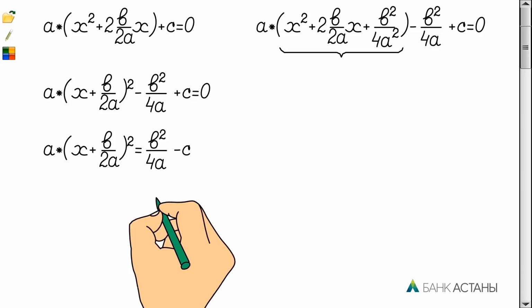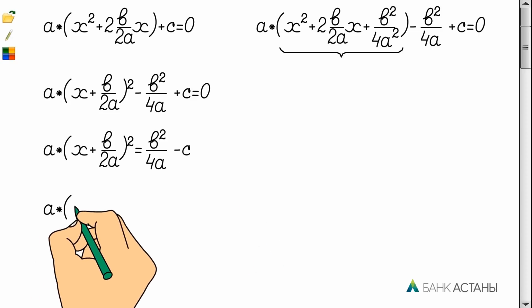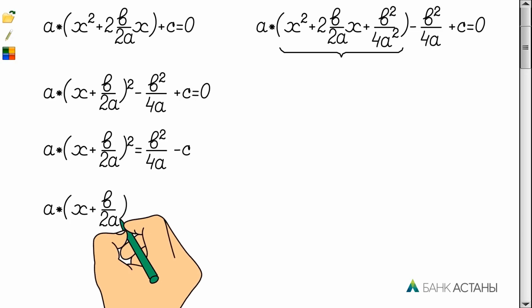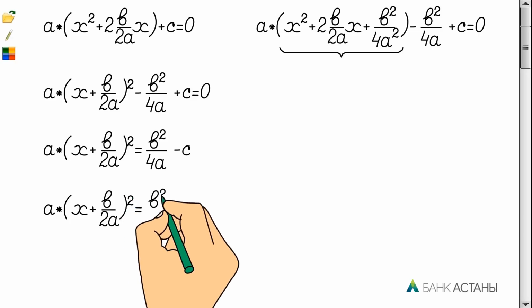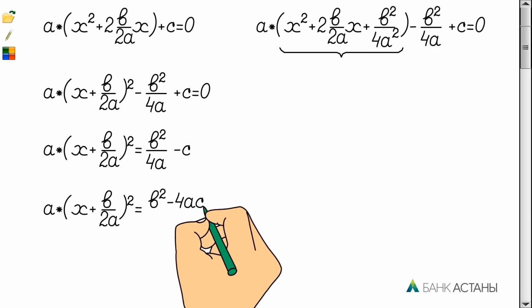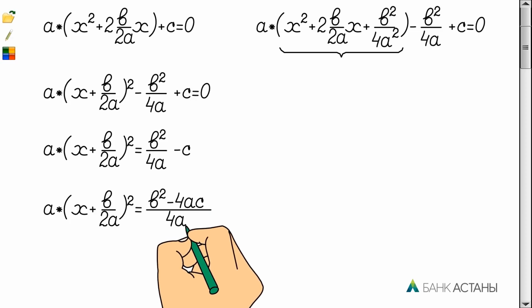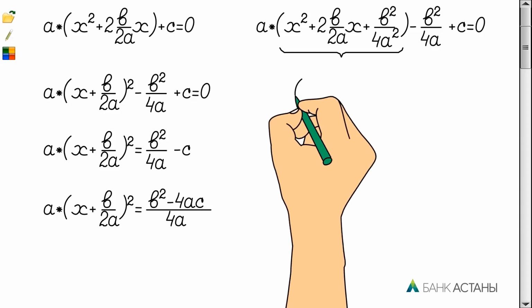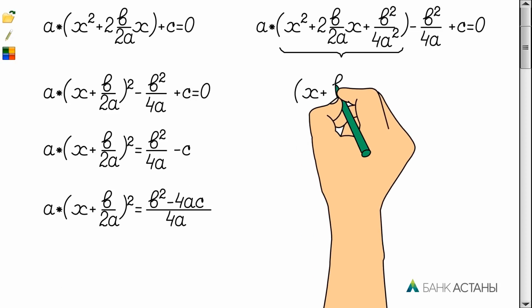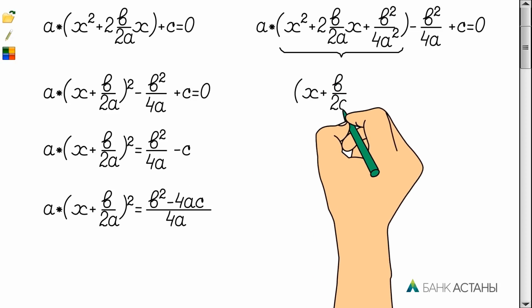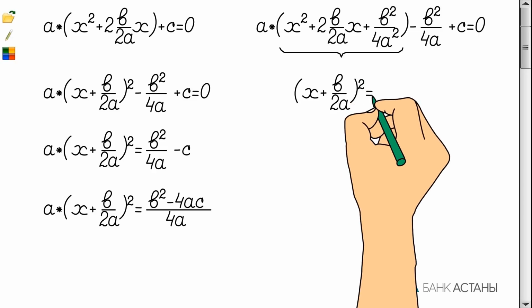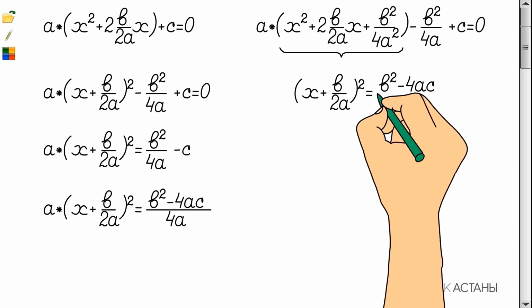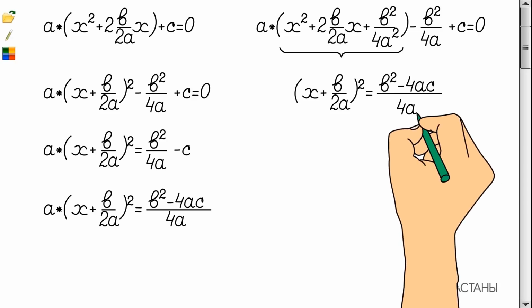a(x + b/2a)² = (b² − 4ac)/4a. Now we move coefficient a to the right side. (x + b/2a)² = (b² − 4ac)/4a².